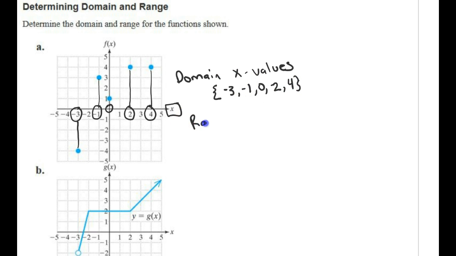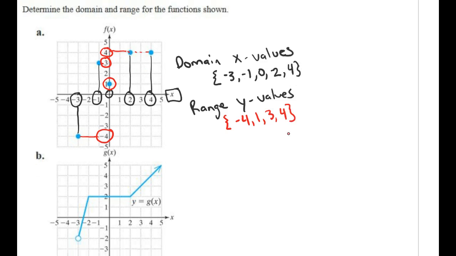The range is going to be the y values, right? So here this dot has a y value of -4. This dot has a y value of 1. This one has a y value of 3. This one has a y value of 4. That one also has a y value of 4. So if I wanted to list the y values, it's -4, 1, 3, and 4. They can also be given as an interval.